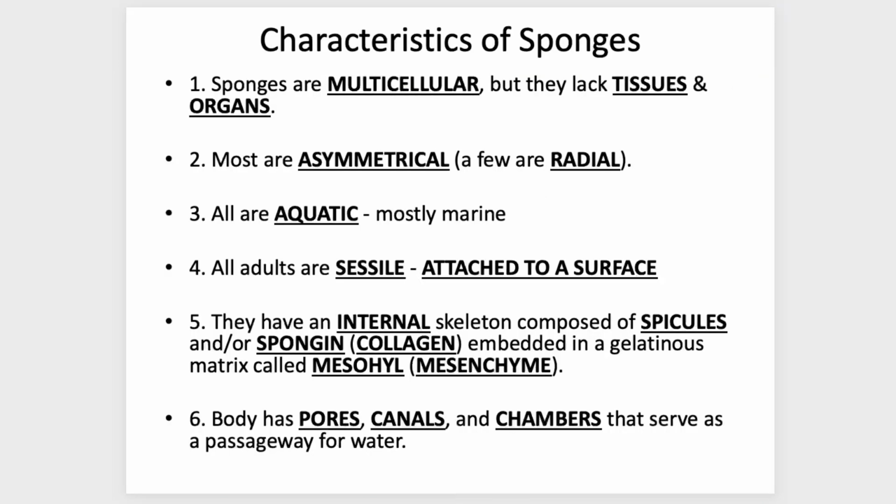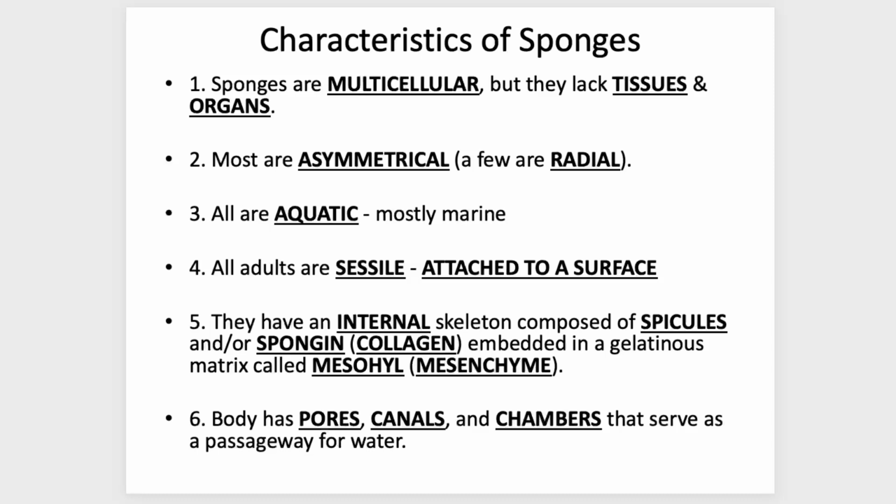So the characteristics of sponges: they are multicellular, but they lack tissues and organs. Mostly going to be asymmetrical. Some of them will be radial, and asymmetry means they have no symmetry. So there'll be patterns in a sense, but it's not like one side is a mirror image of the other, like we would think of with bilateral symmetry.